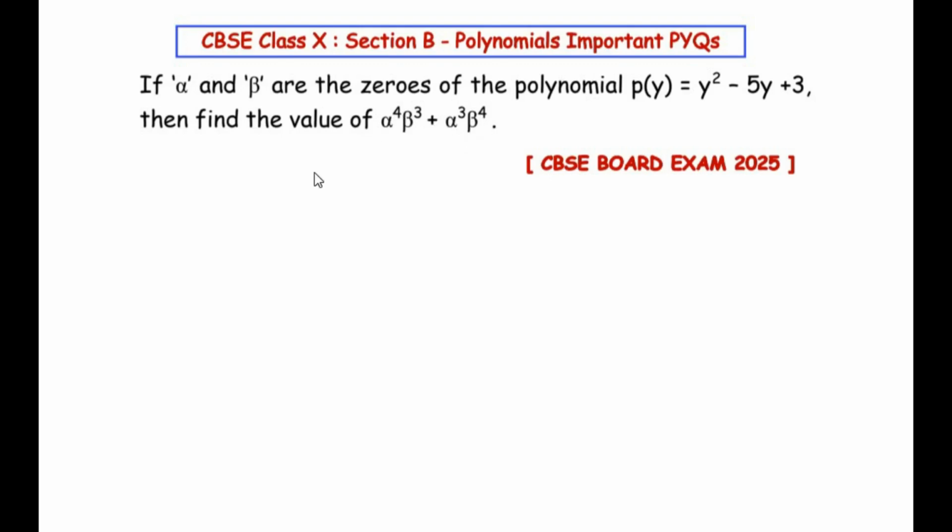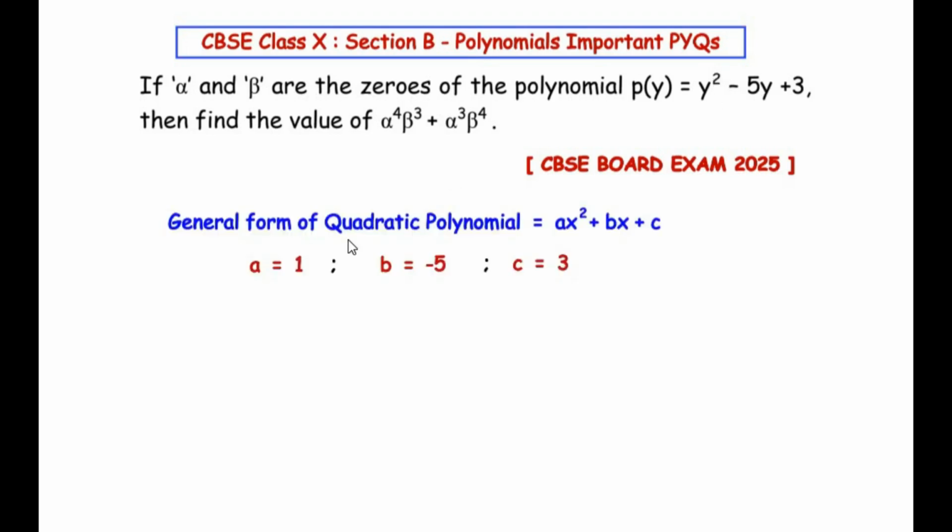Now in this question it has been mentioned that alpha and beta are the zeros of the given polynomial. We have to find the value of the given expression. So let us begin by writing the general form of a quadratic polynomial, and this is quadratic because the highest power of y is 2. The general form of a quadratic polynomial is ax² + bx + c.